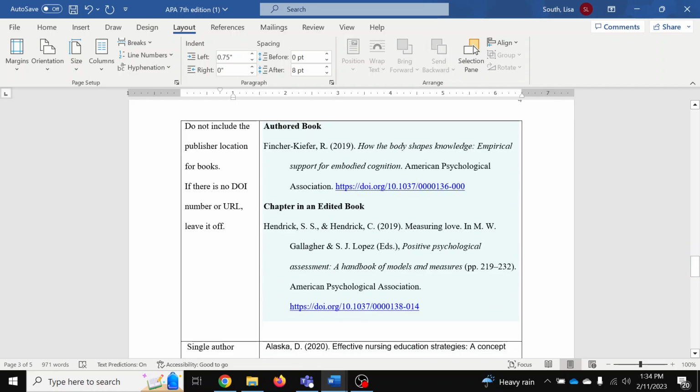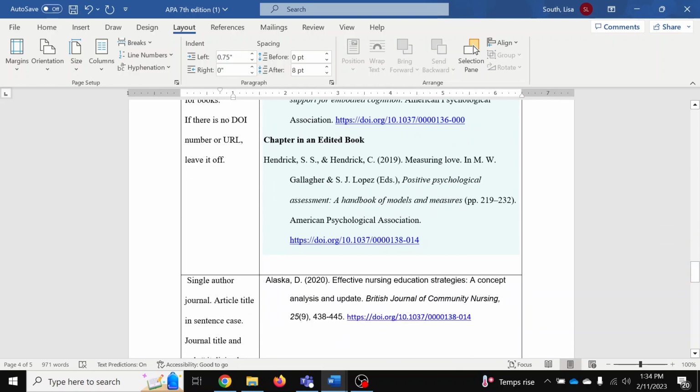All right. So these are showing a book. This is a book, and it looks like R. Fincher Kiefer wrote it. So there's Fincher Kiefer, comma, R period. Here's the date, period. Here's the name of the book. See how the first word and the first word after the colon here is capitalized. Nothing else is, right? Here's the publisher, American Psychological Association. We don't give the location, and there's the DOI number. All right. APA used to make us break these links and make it all black and not underlined, but they don't do that anymore.